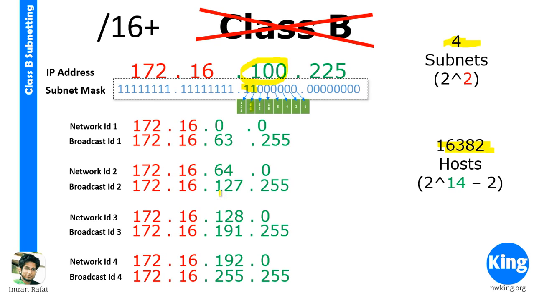The broadcast ID for the second network is 127.255. Third is 191.255. Fourth is 255.255, because that's the last network, and like we know already, the last network's broadcast ID makes everything 255. When I say everything, I mean the green section. So the first network ID makes everything 0 in the host part, and the last broadcast ID makes 255 for the host part.